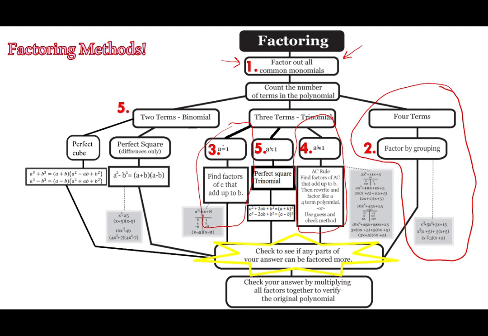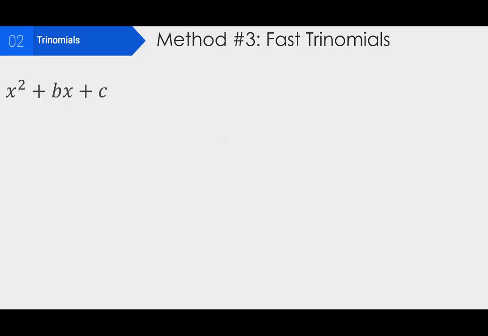So method number 3 here is for what we like to call fast trinomials, where the first coefficient is 1. Let's start with that. So it'll look something like this. I'll have x squared plus some coefficient x plus a constant at the end. And what that means is when you multiply the 2 parentheses together to get that trinomial, that will just be an x in the first 2 parentheses. And then you're going to multiply everything out, and it'll give you 2 things that add to be the middle term, but multiply to be the constant.